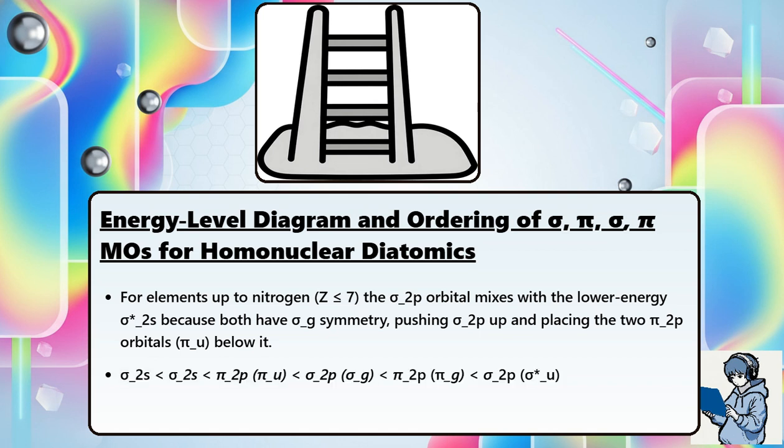Sigma 2s less than sigma star 2s less than pi 2p, pi u, less than sigma 2p, sigma g, less than pi star 2p, pi star g, less than sigma star 2p, sigma star u.